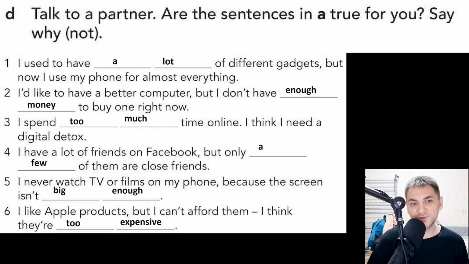Now your turn. Pause the video, go through each of the 6 sentences. For each one, say, is this true for me or not? Why? Give a reason. Try to use quantifiers in your answers. And I think good luck. This is a great practice for real conversation.